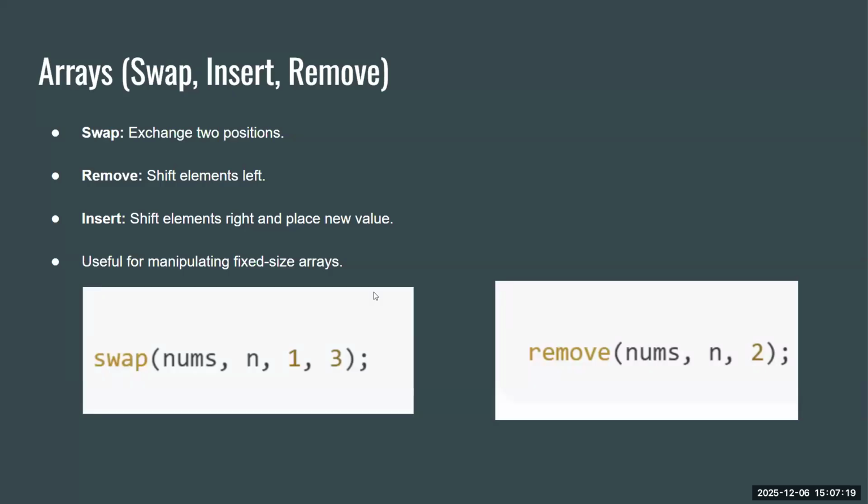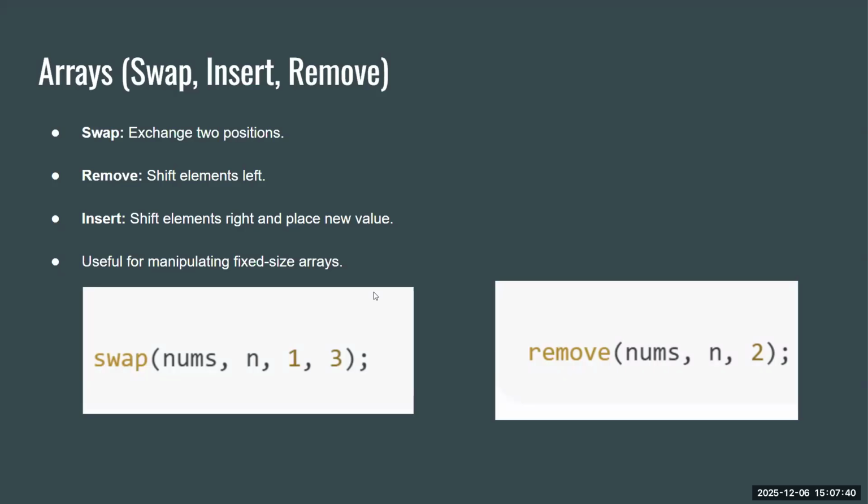So let's look at the first example here. The swap method swaps the values at index 1 and 3. Inside the function, we store one value in a temporary variable and replace it with the second value, and then place the original value back. So that's how the swap method works.